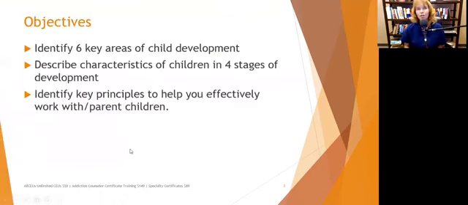In this presentation, we're going to talk about 6 key areas of child development. Basically, we're talking about the biopsychosocial development of children in 4 stages. We're not going to do infant toddler today. We're going to start with preschool, elementary school, middle school, and high school. And then we'll identify key principles to help you deal effectively and work with or parent children.